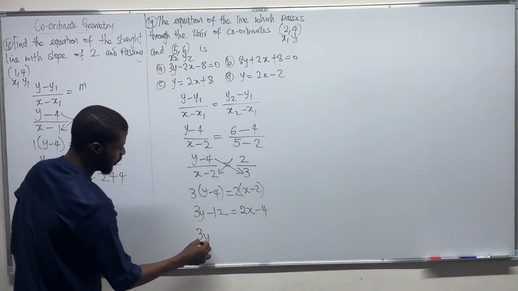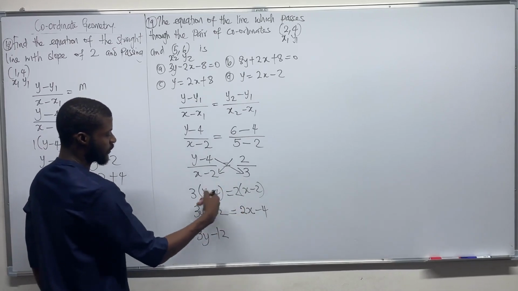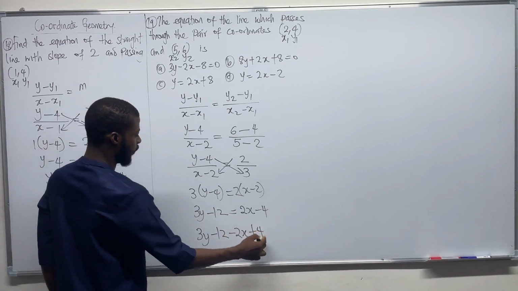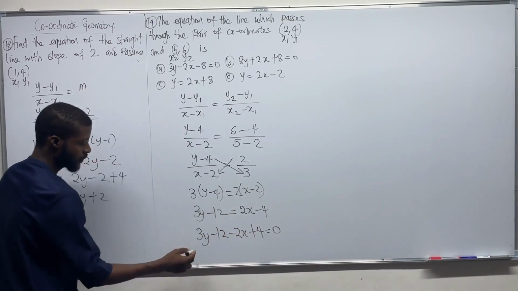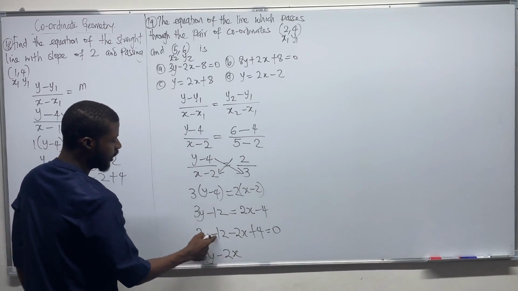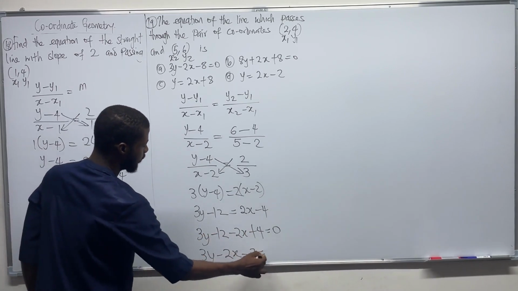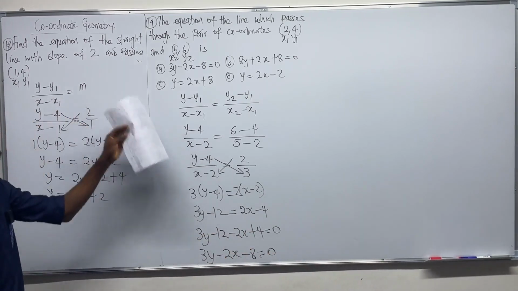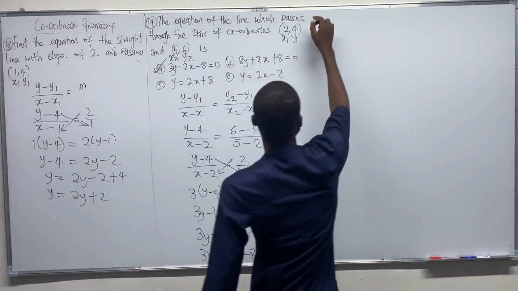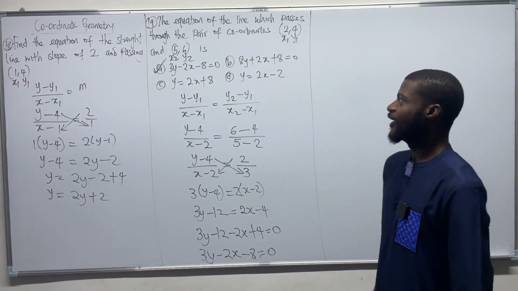So this is 3y minus 12. If this 2x comes out, it becomes minus 2x. If the minus 4 comes out, it becomes plus 4. And this will be equal to 0. So this is 3y. Let me put minus 2x. What is minus 12 plus 4? Minus 12 plus 4 is minus 8. And that will be equal to 0. So the answer for that becomes A. So that's how you solve that very problem. And that's just it.